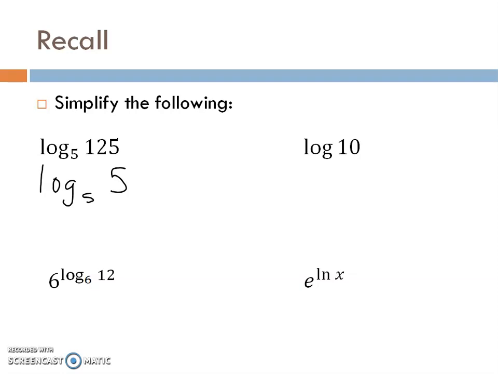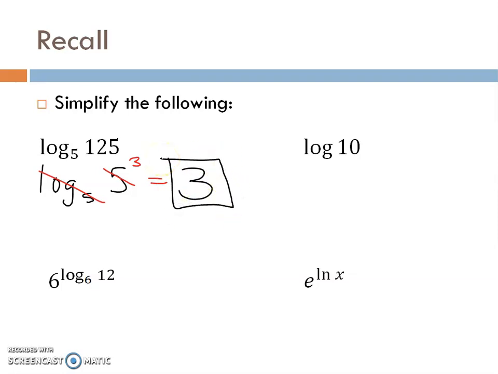Well, 5 squared would be 25. 5 cubed would be 125. So I basically just take that 125 and rewrite it as 5 cubed. Now their bases match, so I can cancel, and my answer is just 3.